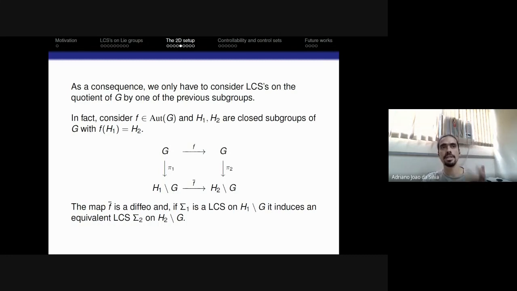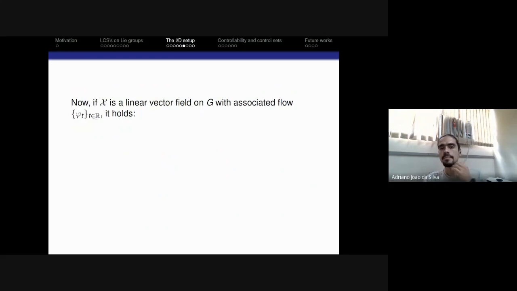So in general, if you can classify the possible subgroups, so in some classes by automorphism, then you just need to look at these classes, okay? It's the same diagram.